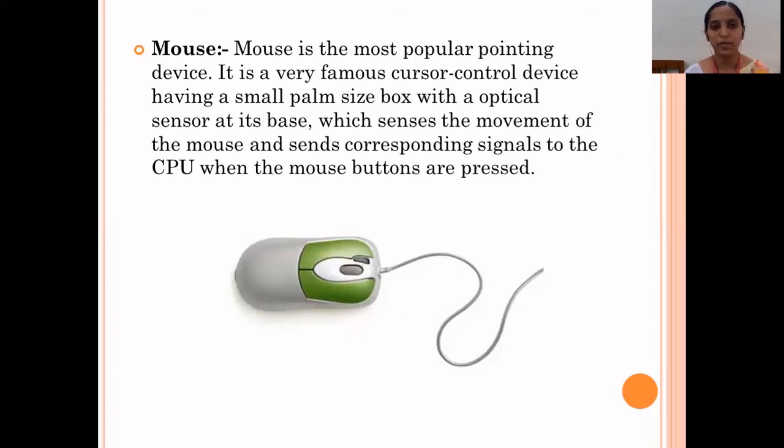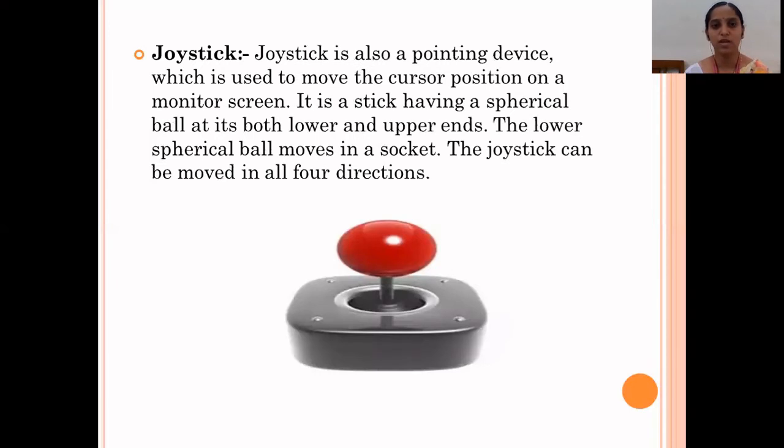Okay. Next input device is a joystick. Joystick is also a pointing device which is used to move the cursor position on the monitor screen. It is a stick having a spherical ball at both lower and upper ends. The lower spherical ball moves in a socket and the joystick can be moved in all four directions. It's mostly used in online games or video games.